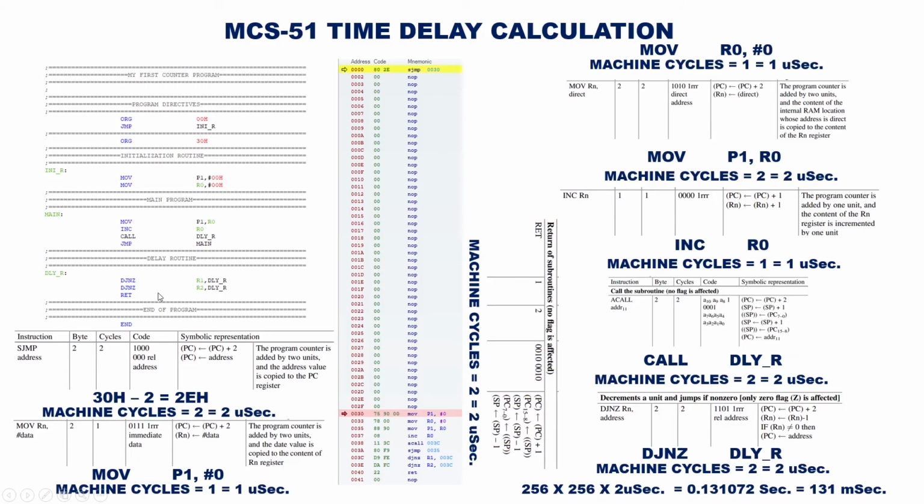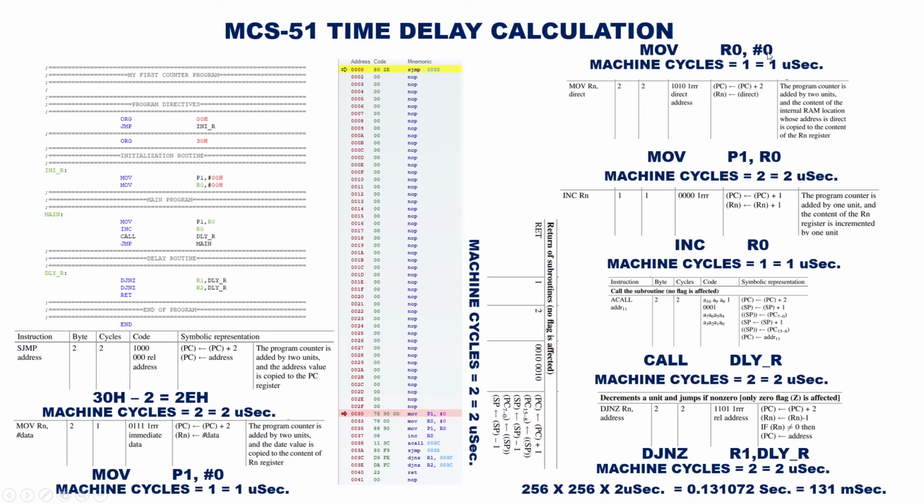We will calculate this length. Here we can find the written instruction, that is RET, and here we have the equivalent opcode for return, that is 22, return. So the program will return from the delay and go back again to the jump to main and execute our program continuously, and it will increment R0 continuously and move the value of R0 to port 1. Now we will see how long the delay of our delay routine will be.